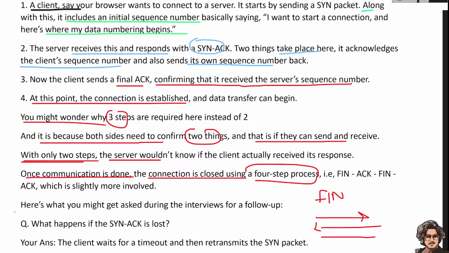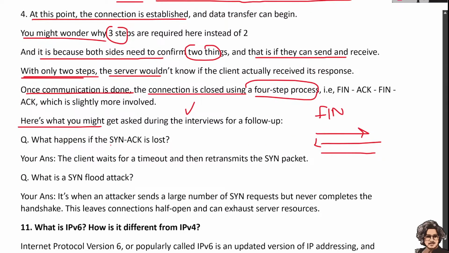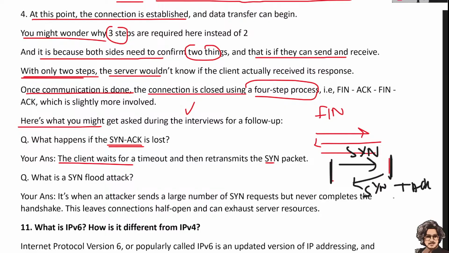So here is what you might get asked during the interview. What happens if SYN-ACK is lost? You answer: the client waits for the timeout and then retransmits the SYN. If there is a timer and the client sends a SYN signal, and the server sends a SYN-ACK signal, but the SYN-ACK is lost, the client has to wait for some time and again retransmit the SYN signal.